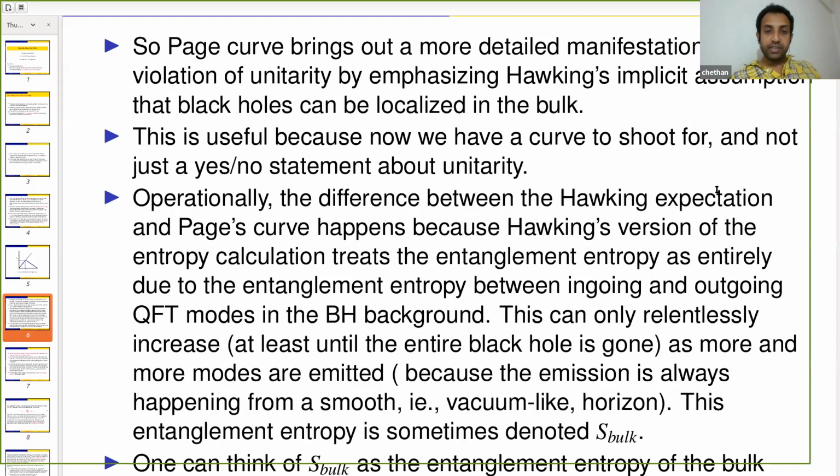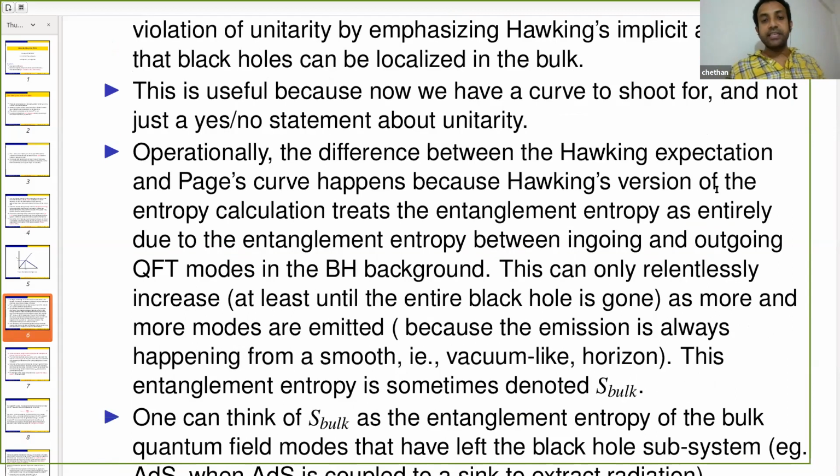So operationally, the difference between the Hawking expectation and Page's curve happens because Hawking's version of the entropy calculation treats the entanglement entropy as entirely due to the bulk entanglement entropy of quantum fields in the black hole background, which basically means that during Hawking radiation, there are two kinds of modes: those that go in and those that exit the system. And the entanglement entropy is relentlessly increasing because the modes that leave the system are still entangled with the modes that went into the horizon.